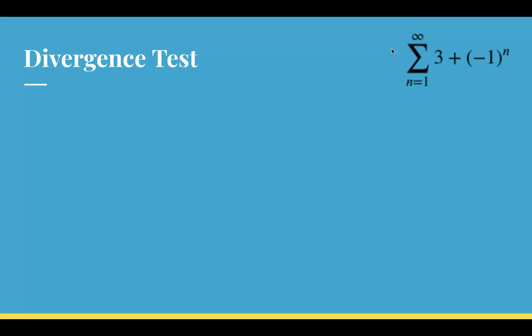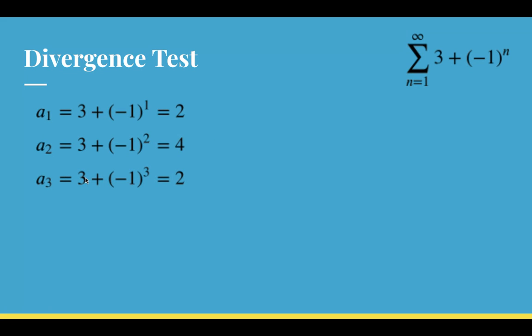So to find the limit of this series, I think it's going to be really helpful if we write out a bunch of terms. So the first term is going to be a sub 1, which is equal to 3 plus negative 1 to the power of 1. Well, that's just 3 plus negative 1, which is 2. The next term is going to be 3 plus negative 1 squared. Well, that's just 3 plus 1, which is 4. The next term is going to be 3 plus negative 1 to the power of 3. Well, that's just 3 plus negative 1, which is 2. The next term is going to be 3 plus negative 1 to the 4. Well, that's just 3 plus 1, which is 4.